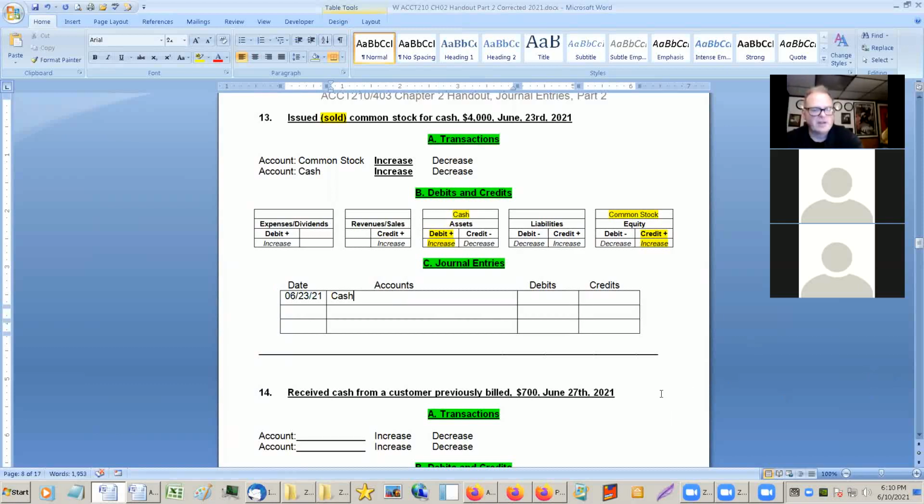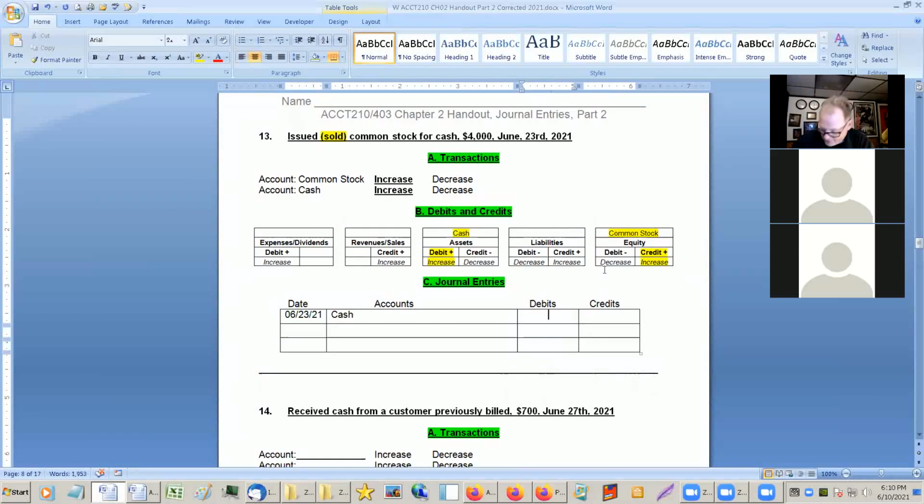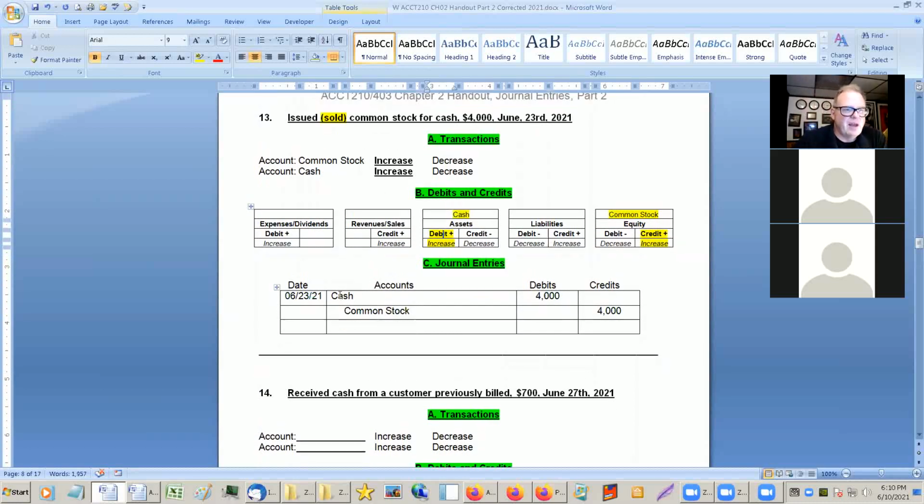And again, the beauty of this is that we don't have to use a calculator for anything. $4,000. Common stock is a credit, and cash is the debit. The book will tell you to put the debits first and credits second. There is no actual rule on that.